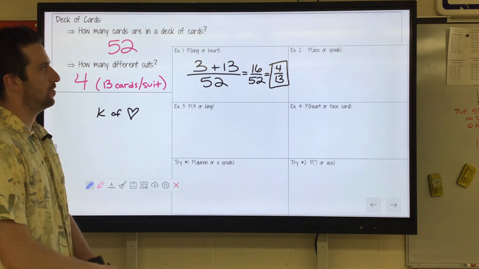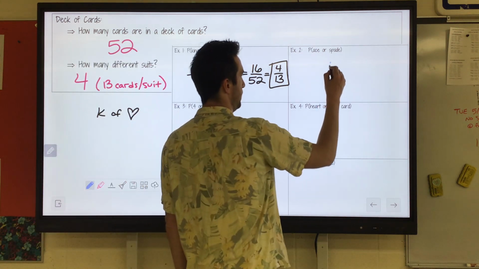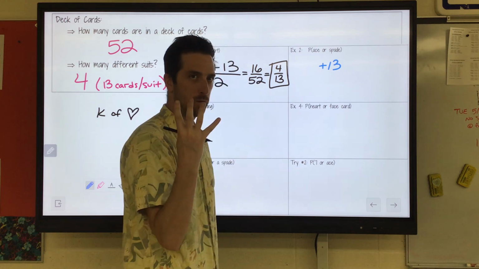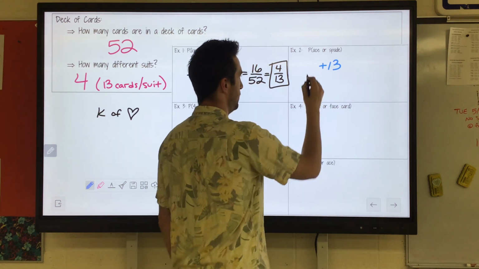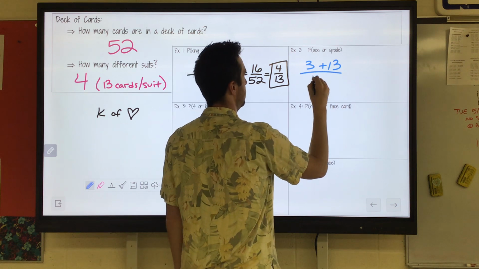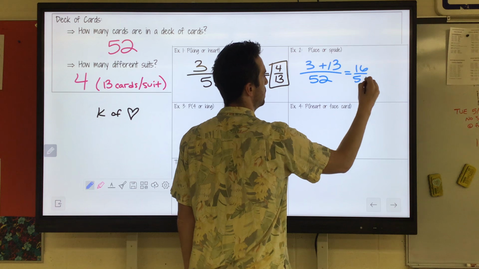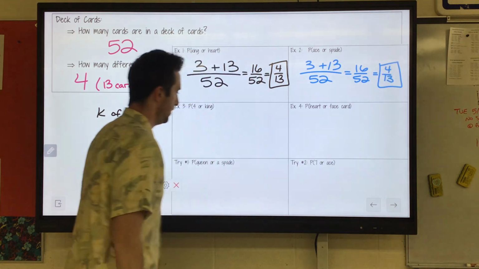The next one is almost identical, an ace or a spade. Because there are 13 spades, there are usually 4 aces total, but one of them is already handled in that 13. So there's only going to be 3 more. This is literally the exact same thing. 16 52ths, 4 13ths. Sick.